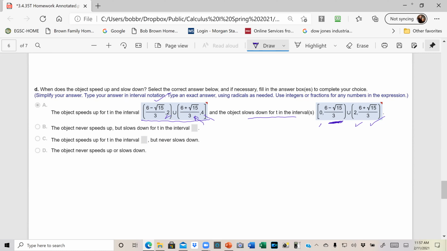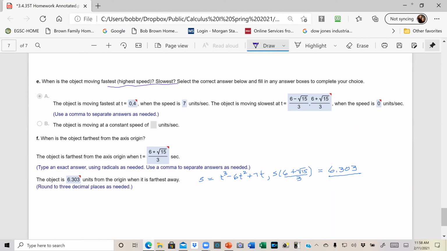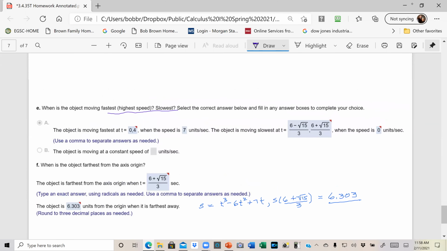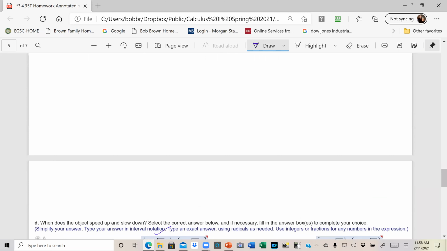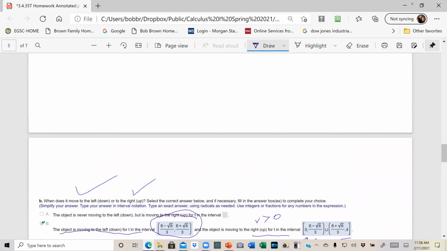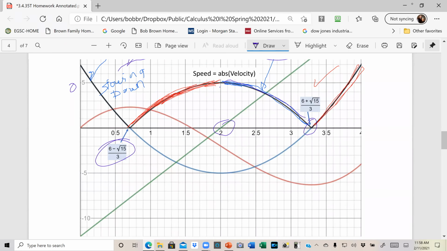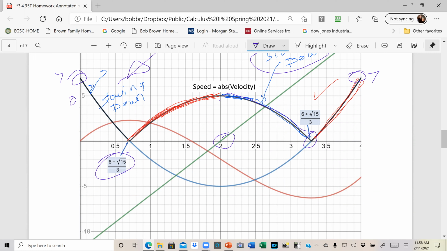Finally, it asks, when is the object moving the fastest? That means the highest speed. And if you go back and look at the speed, you'll see it's the fastest at this point and at that point where the speed is 7. So at 0 and 7 and at 4 and 7, it is the fastest.